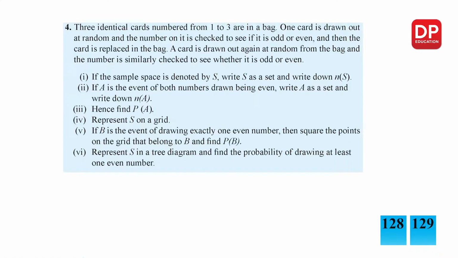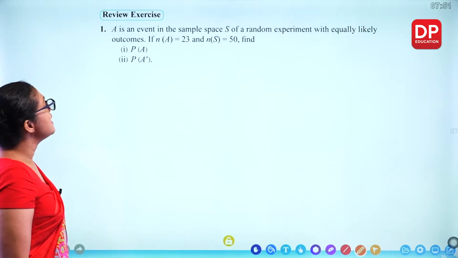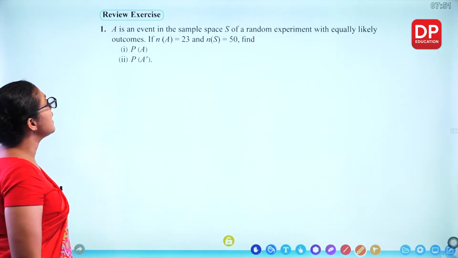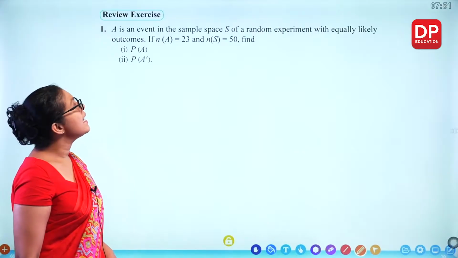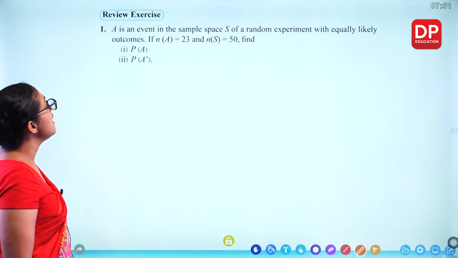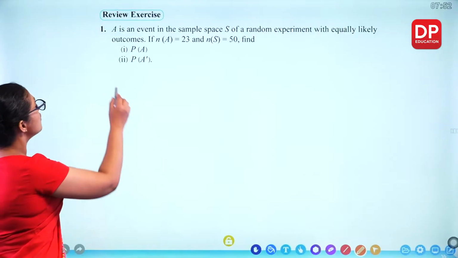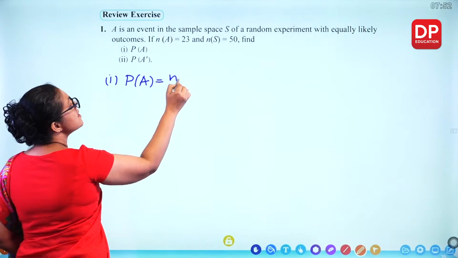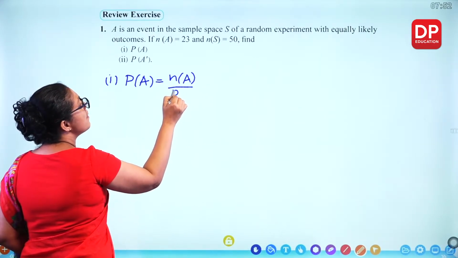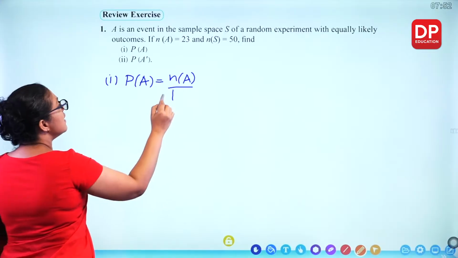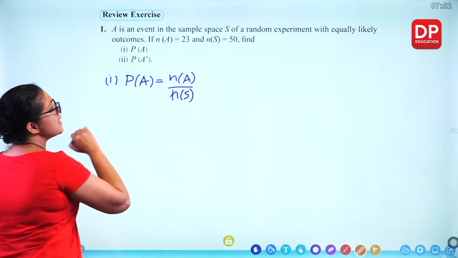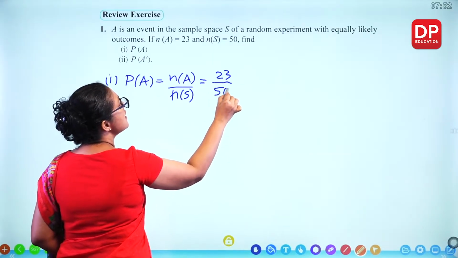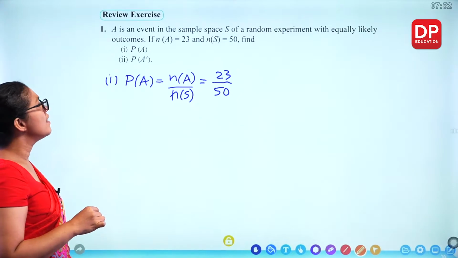Review exercise. Question number 1. A is an event in the sample space S of a random experiment with equally likely outcomes. If n(A) is 23 and n(S) is 50, find P(A). So what's the formula to find the probability of getting A? Number of elements in A over number of elements in the sample space. So n(A) is 23, n(S) is 50. So the probability is 23 over 50.